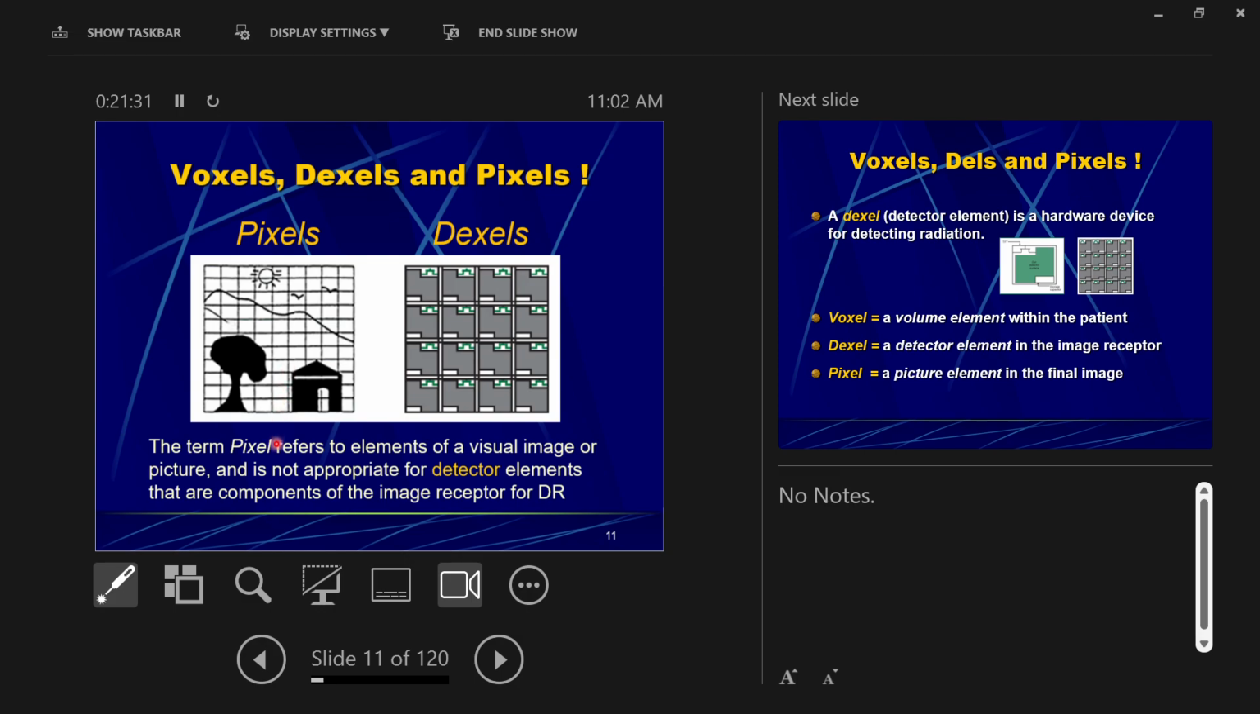But importantly, pixel refers to the visual image or picture, the thing you're seeing on the screen. And is not an appropriate word for the detector elements. The detector elements we call DEC cells, detector element. So each one of these on the detector will kind of be like a pixel on a TV screen. Where the pixel on the TV screen puts out a color, puts out a shade of gray or a color, the DEC cell will be there to detect radiation. So remember, the DEC cells are embedded in the plate, right? And they sit under the patient, and each DEC cell can detect some radiation.